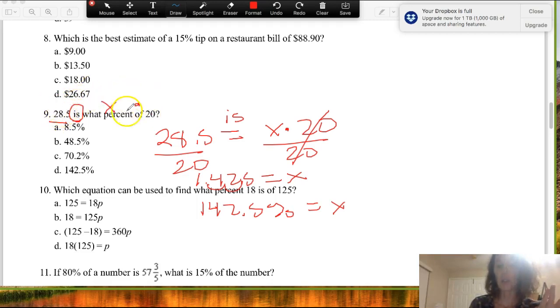20 is 100% of 20. 28.5 is more than 100%. So if you're looking at one of these and making a guess, you would have to guess this one. It's the only one that's more than 100%. And that's what we get.